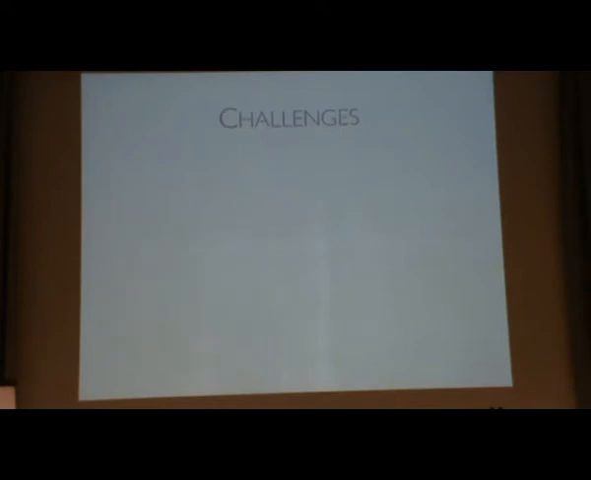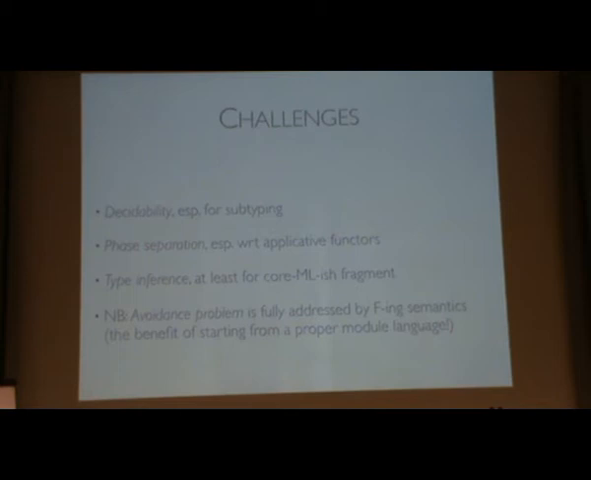So there are some challenges. One is decidability, that always comes up with first-class modules, right? Phase separation might be an issue, so you don't want to need to introduce real dependent types to express all that. And of course, type inference. And one thing that might be a problem, but actually isn't one, is the so-called avoidance problem, which deals with local abstract types and how you scope them and so on and so forth.